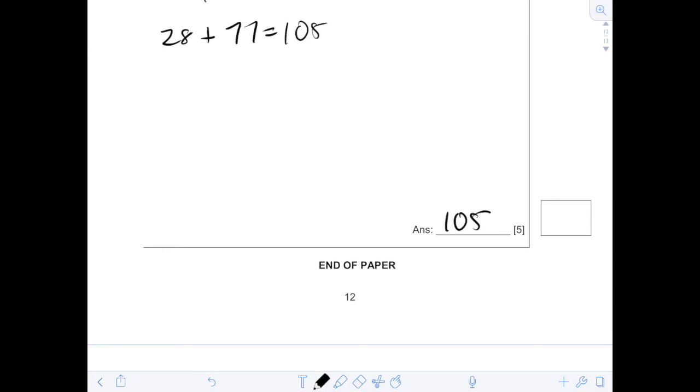Please don't forget to write a final statement. So this is the end of this correction.